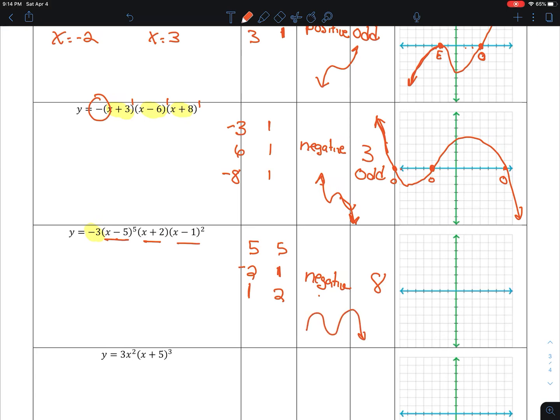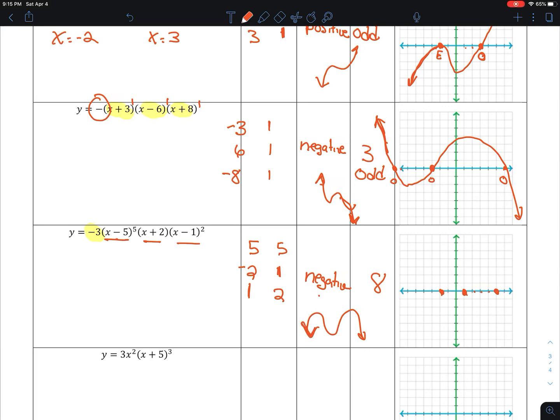Okay? So I have even degree with the negative coefficient. So that means my polynomial is going to look something like this. Okay? And now I'm going to graph my zeros. 1, 2, 3, 4, 5, -2, and 1.